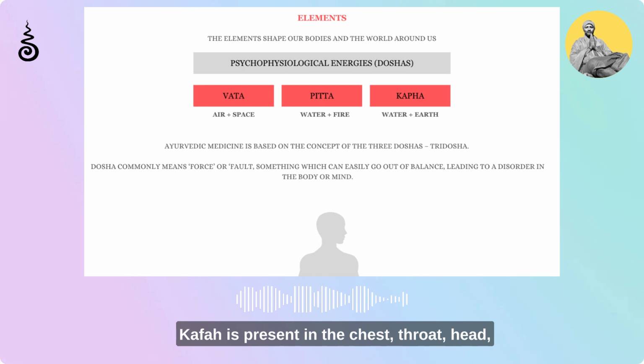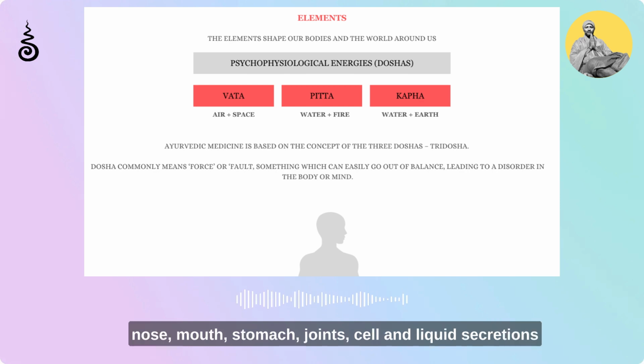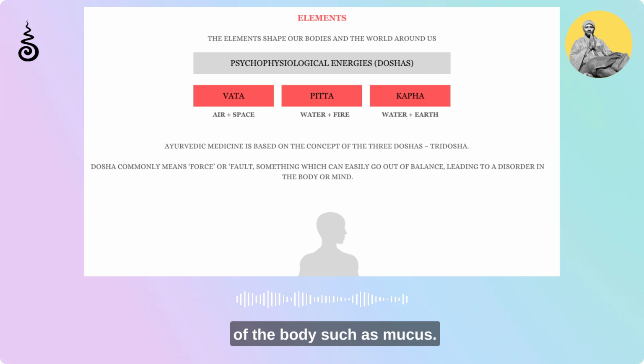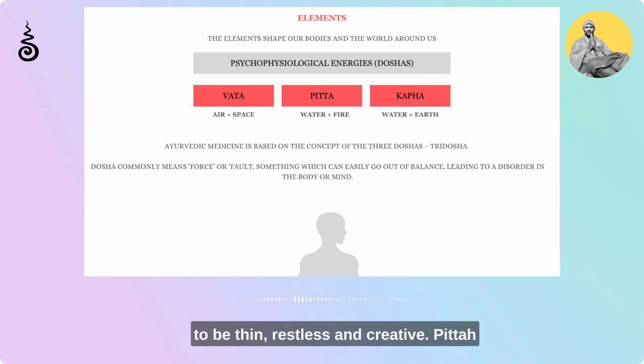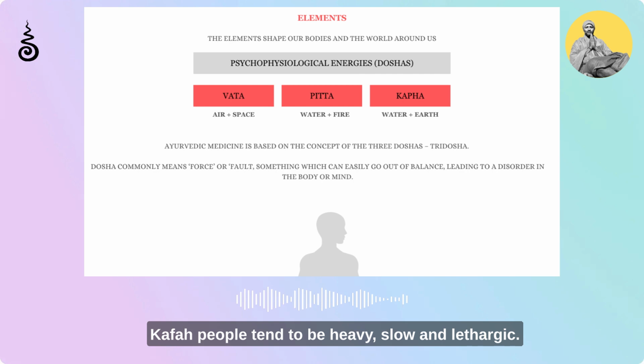Kapha is present in the chest, throat, head, nose, mouth, stomach, joints, cells, and liquid secretions of the body, such as mucus. Somebody with a dominant Vata energy tends to be thin, restless, and creative. The Pitta mostly conforms to a happy medium. Kapha people tend to be heavy, slow, and lethargic.